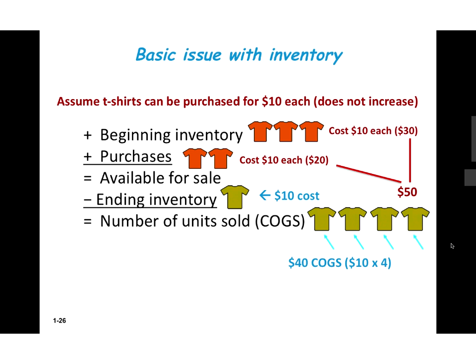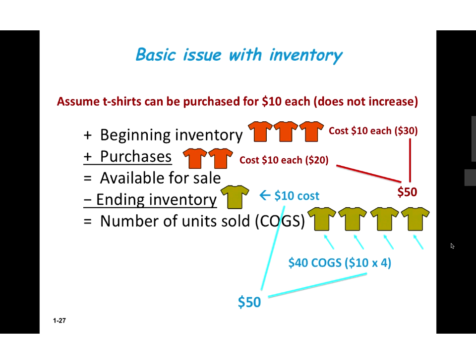So now we say, okay, our available for sale equals our ending inventory plus our cost of goods sold. Now we're applying dollars, so the last line isn't number of units sold. We're using the cost of goods sold there.